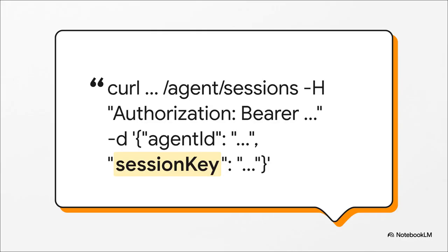Here's the command to start the conversation. You'll see we're making a POST request to that agent sessions endpoint. We pass our access token in the authorization header, and then we send the agent ID and that session key, our UUID, in the JSON body. When it works, the API will respond with a session ID. Copy that. You're going to need it for every message you send.